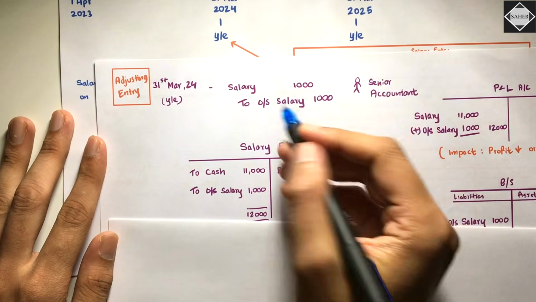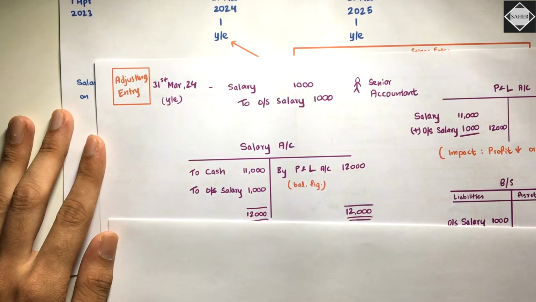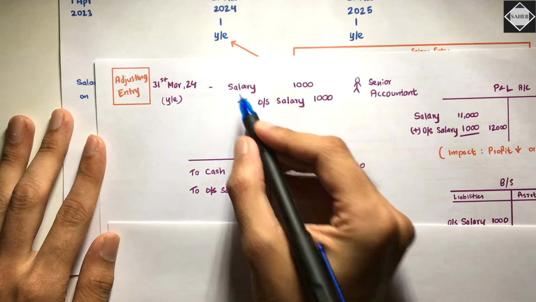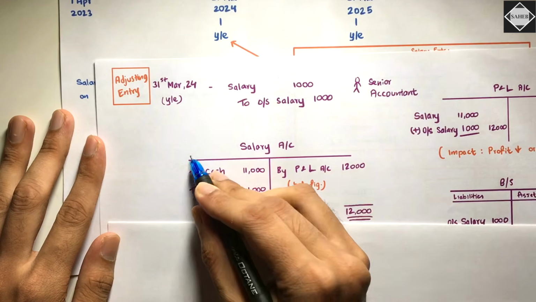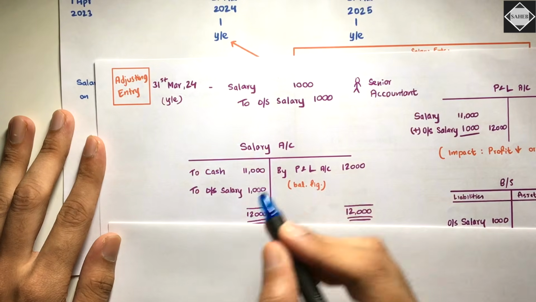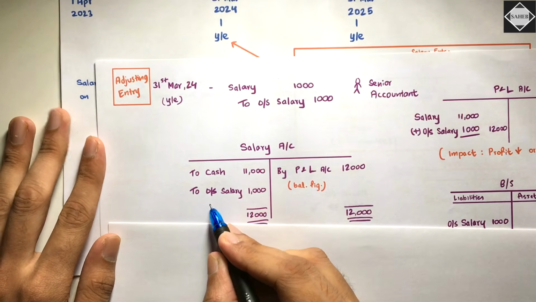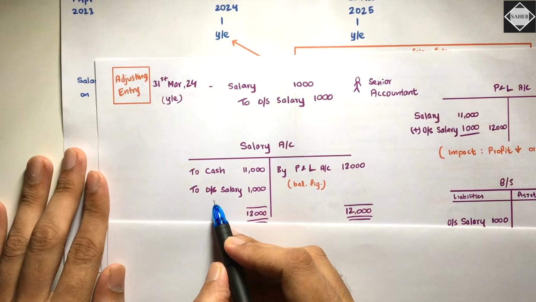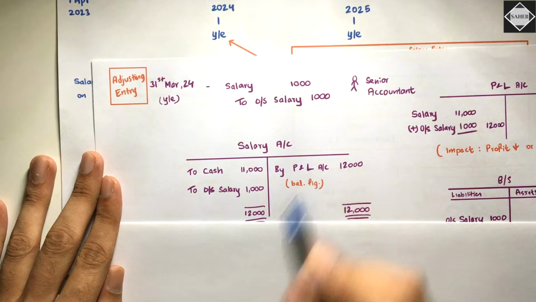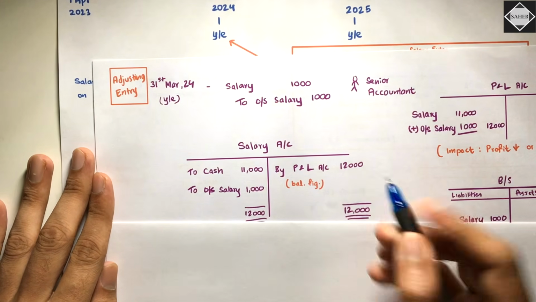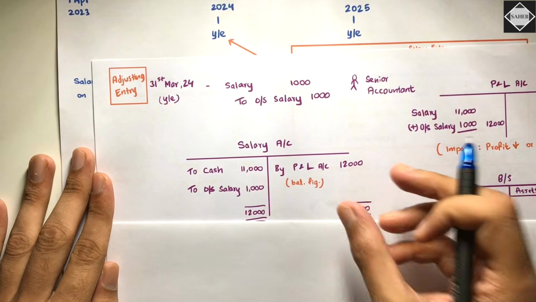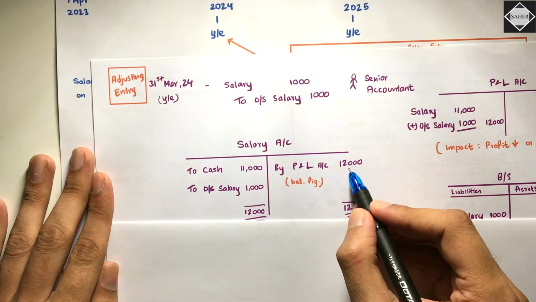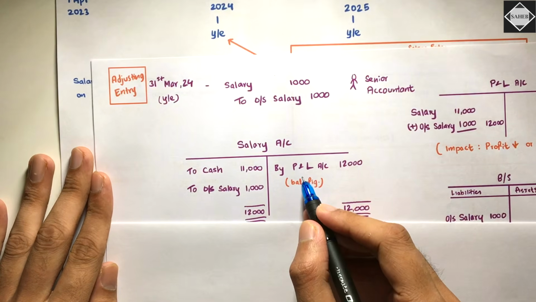Then because of the adjusting entry, what happened in the ledger? Salary account is getting debited. 1,000 additionally has been recorded. Salary is increasing. Salary is getting debited because of outstanding salary; we have to pay that salary. And then nothing over here, so there is a gap. There is a balance of how much? 12,000. That 12,000 will hit the profit and loss account.